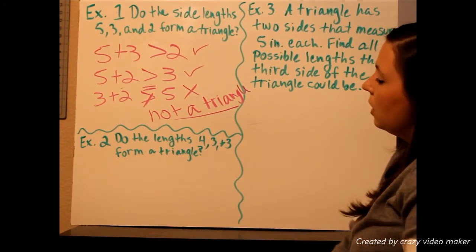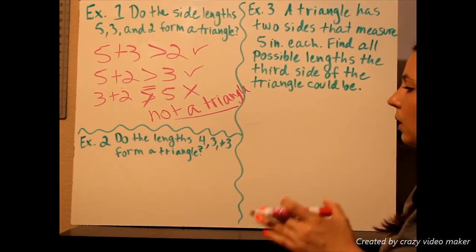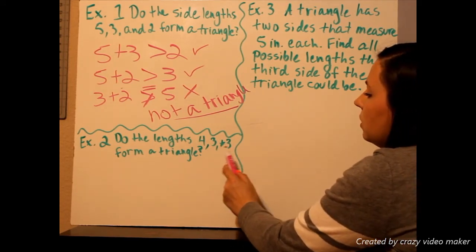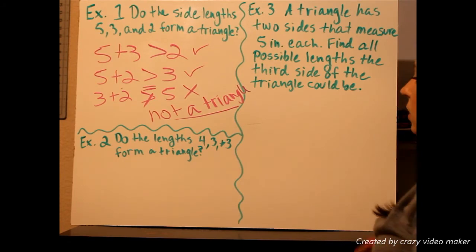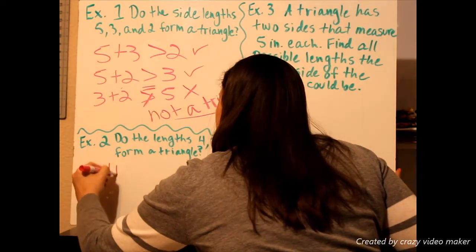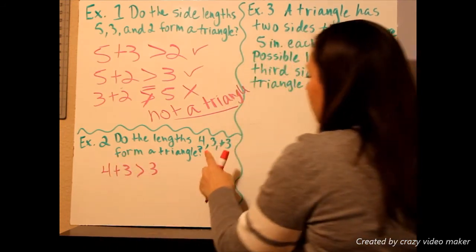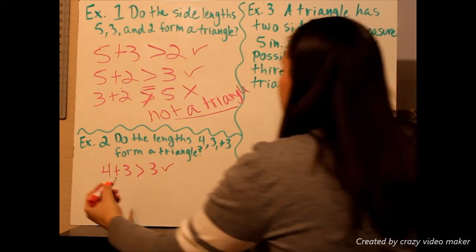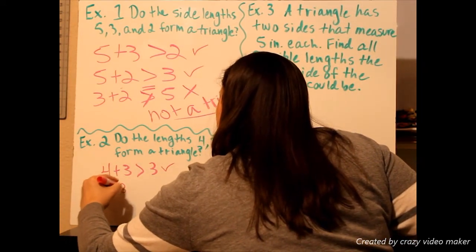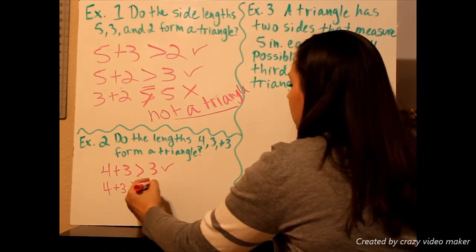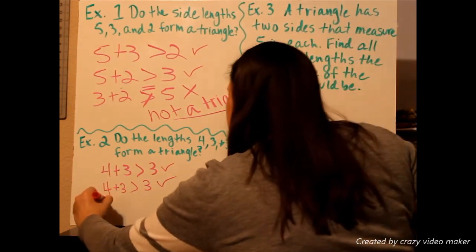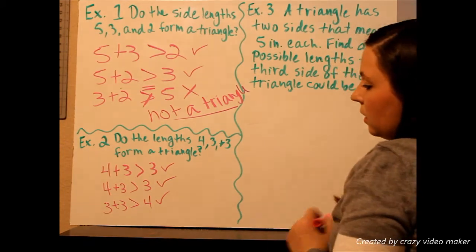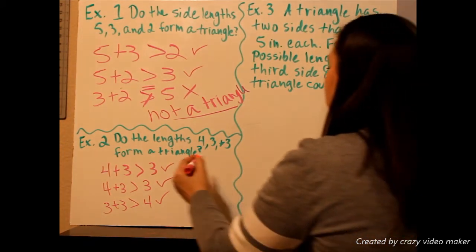Alright, next example. Do the lengths 4, 3, and 3 form a triangle? If they do, this would be an isosceles triangle because these two are equivalent. So let's try them out. 4 plus 3. Is that greater than 3, the remaining one? Yes. Now we'll take the other 3. 4 plus 3. Is that greater than 3? Yes. Now 3 plus 3. Is that greater than 4? Yes. Since all three inequalities are true, it is a triangle.